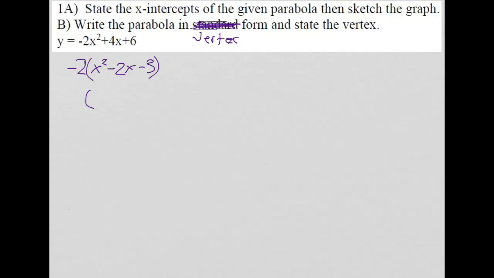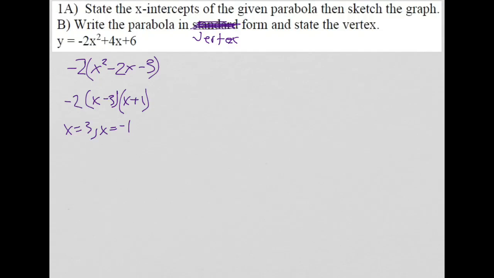And now I can just factor the inside here. I need two numbers that multiply to -3 and add to -2. Well, how about we go x minus 3 and x plus 1. Lovely. So my x-intercepts are going to happen when x is 3 and when x is -1.